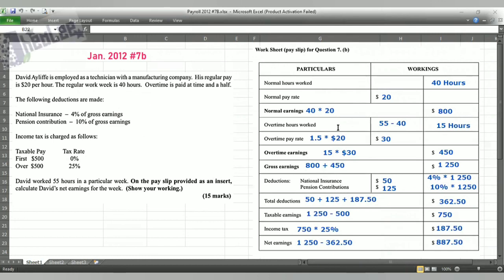Okay, so this is the payslip that we have prepared for David in order to generate his net earnings, his net pay.